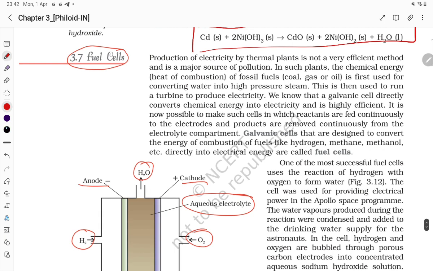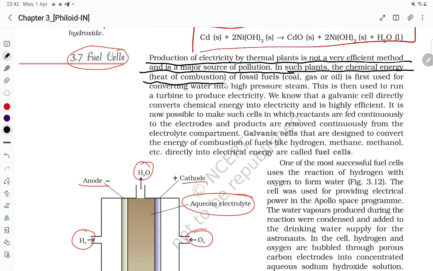Fuel cell, this we are going to see in detail. Production of electricity by a thermal plant is not a very efficient method and is a major source of pollution. In such a plant, the chemical energy, the heat of combustion of fossil fuel such as coal, gas or oil, is first used for converting water into high pressure steam. This is then used to run a turbine to produce electricity.